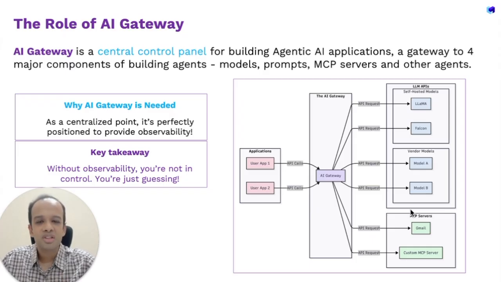So make sure to enable observability, and I hope you also understand the context where the AI Gateway really helps enable observability very easily because it's positioned well.